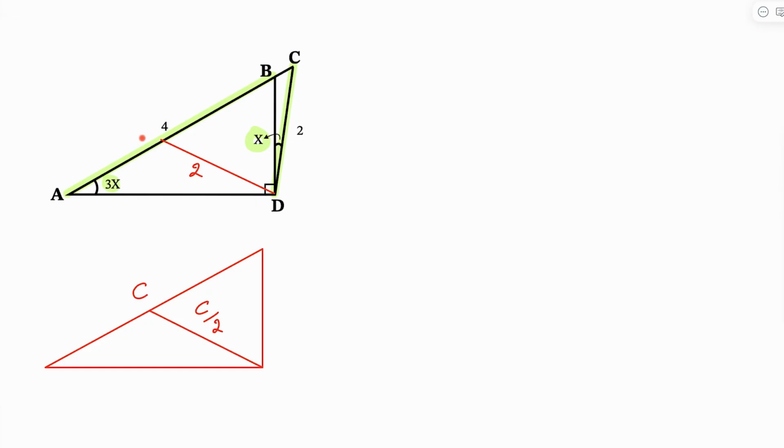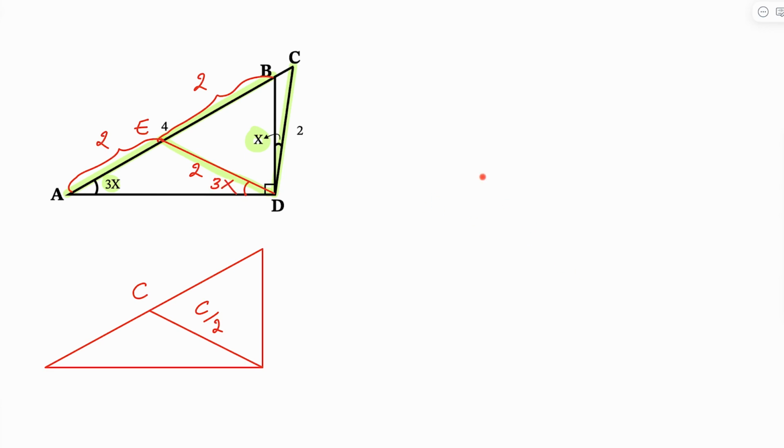And if I denote this point as E, we have this length, which is half the length of the hypotenuse, which is 2, and also this length, which is also 2. So we have an isosceles triangle. If this angle is 3x, this is also 3x.